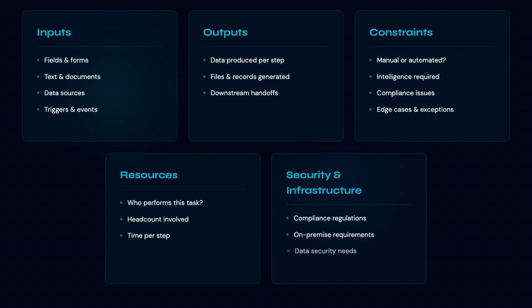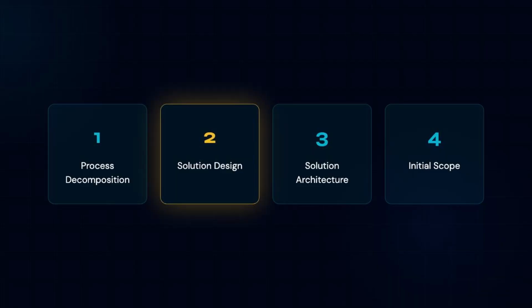And then finally, this is slightly more on the technical side, but are there any security or infrastructure requirements that we need to look at? This could be any compliance regulations that force us to go on-premise, for instance, for our deployment. And breaking down the process and asking these questions will help us get technical requirements early. So now that we have a detailed process mapped with key information, obviously, our end goal is to change this process with AI. So next, we got to move into solution design.